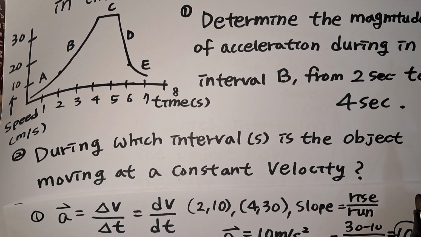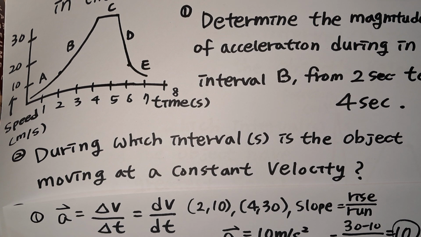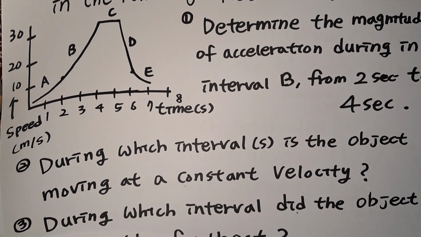Only during interval C, the velocity of the object is constant at 30 meters per second. This is the answer of the second question.